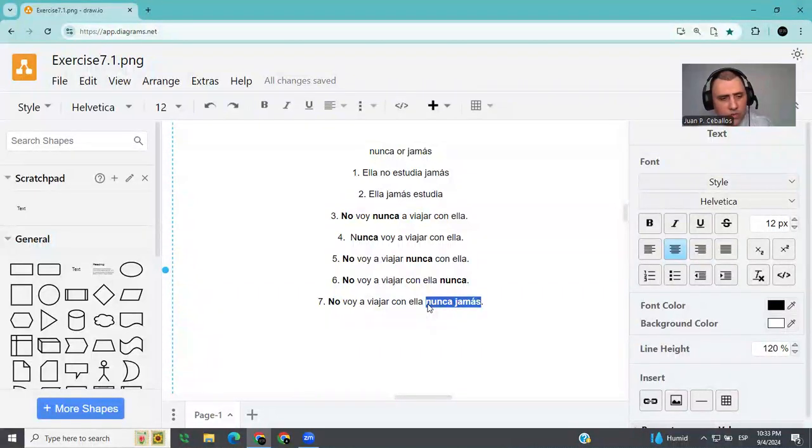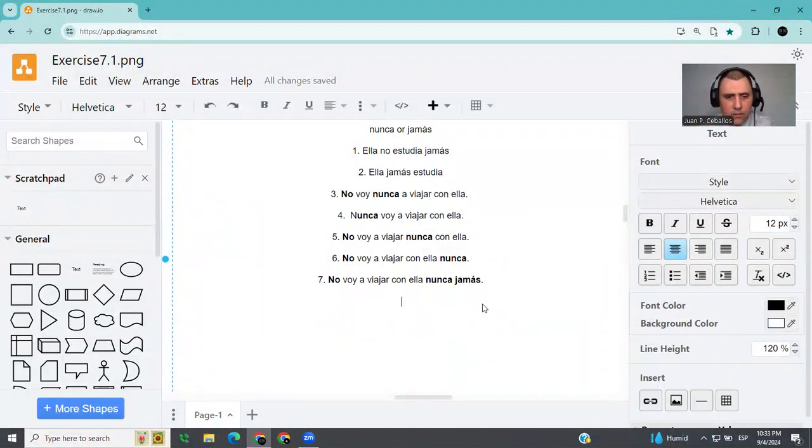And then the same, you can play around with this. You can change the position of it. So let me see if I can do it here. So I can say also this: Nunca jamás voy a viajar con ella. Okay. But it has to be in this order. Nunca jamás have to go always in this order, not vice versa.